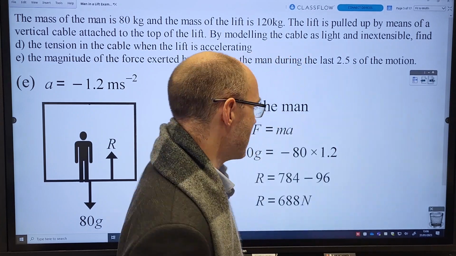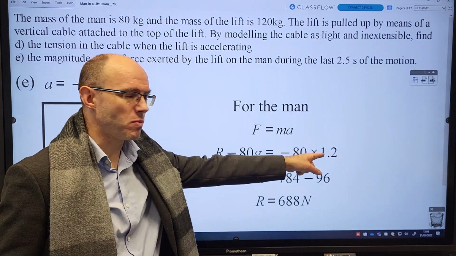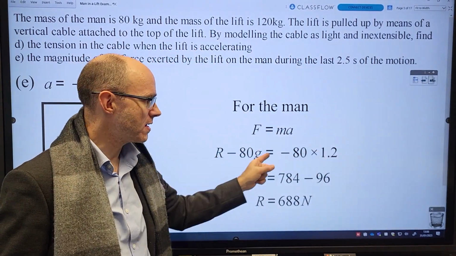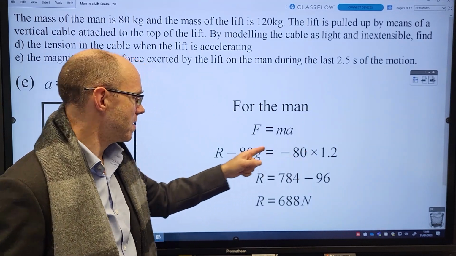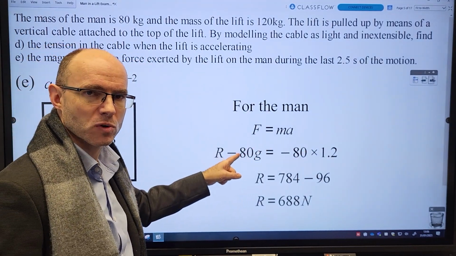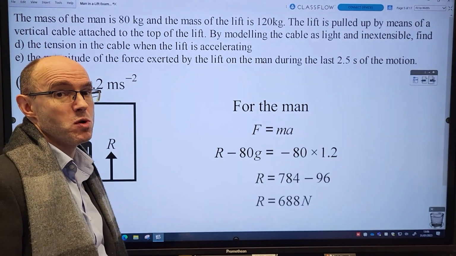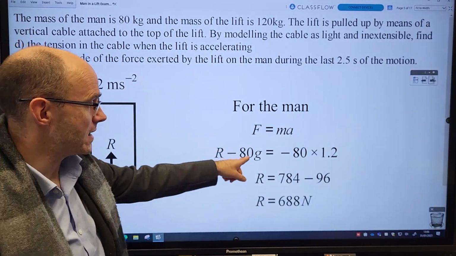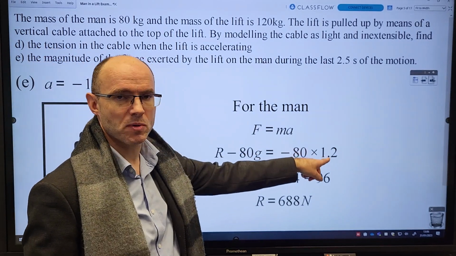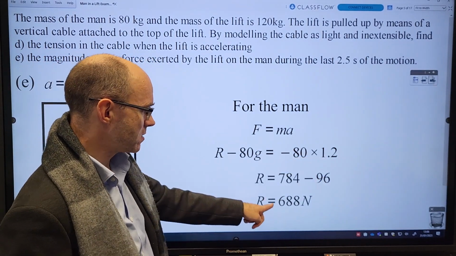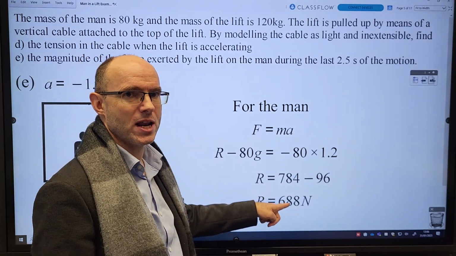In this scenario, you've got a is negative 1.2, so mass times acceleration is going to be negative, of course. But then when you consider the total force acting is R subtract 80g, and it's moving upwards, even though it's slowing down, R subtract 80g is equal to negative 80 times 1.2. You'll see that this reaction force acting on the man is actually lower.